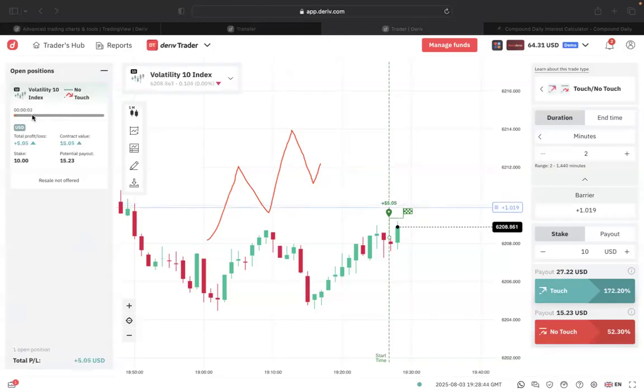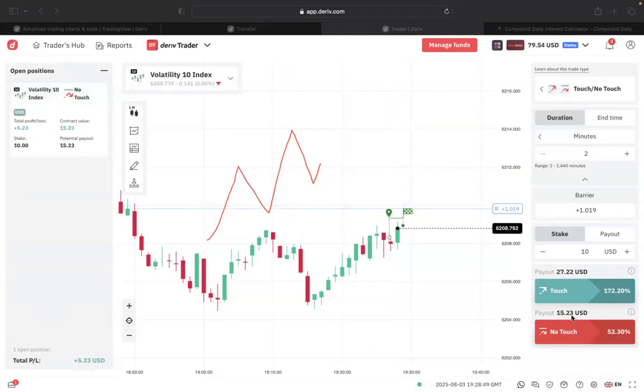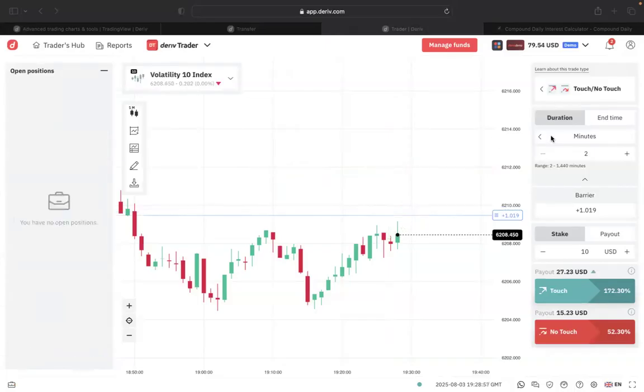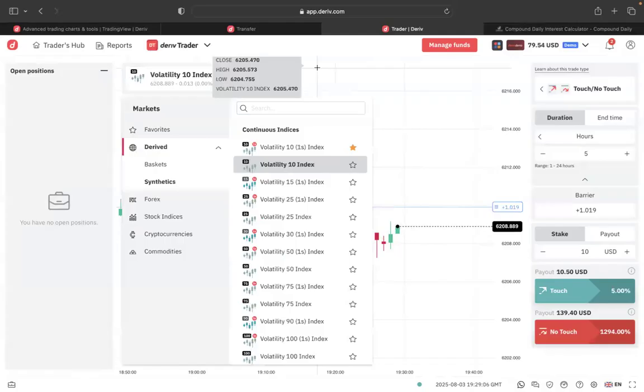3, 2, 1, go. And then we won the trade. We've won $5.23. Now, this is how we're going to actually be doing it on the long run. Again, we're not going to be using the 2 minute duration. Instead, we're going to be using the longer duration. Imagine we're using like the 5 hours duration, for instance, right? All right, let me show you guys an example.